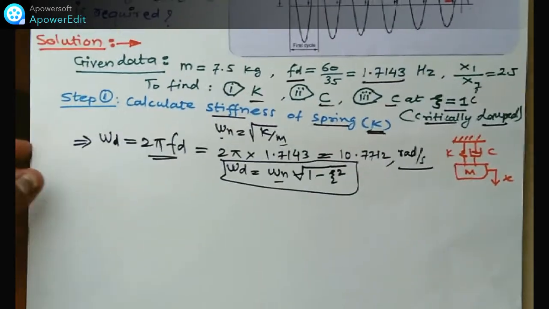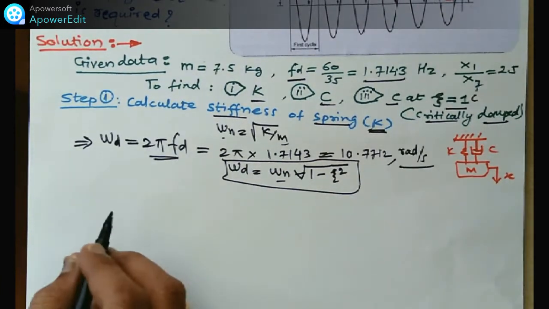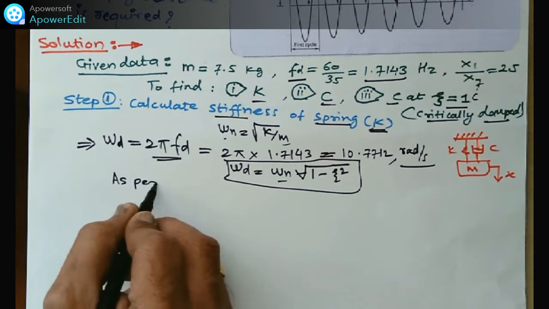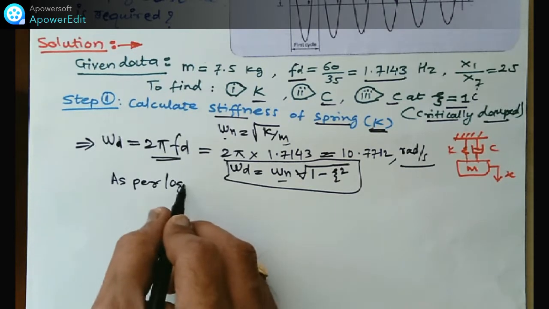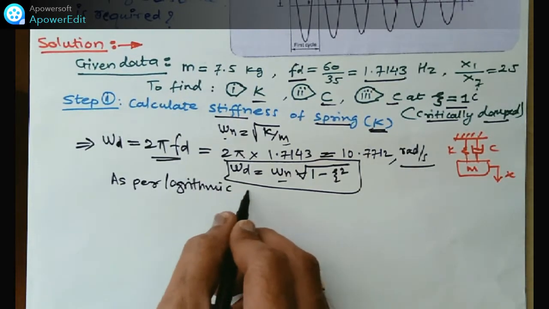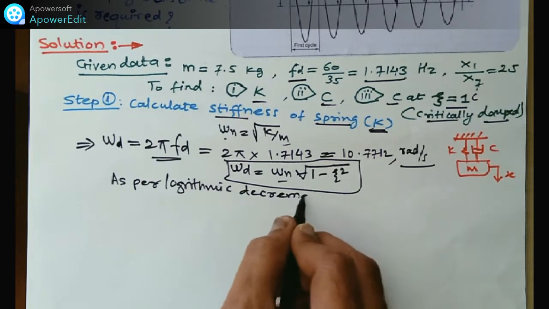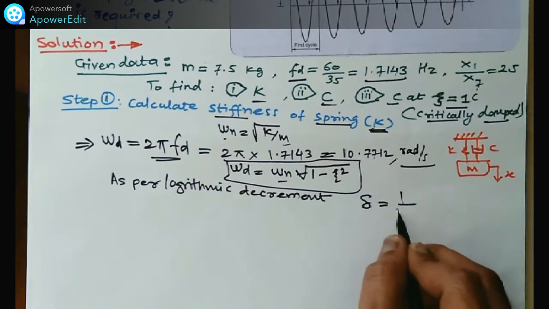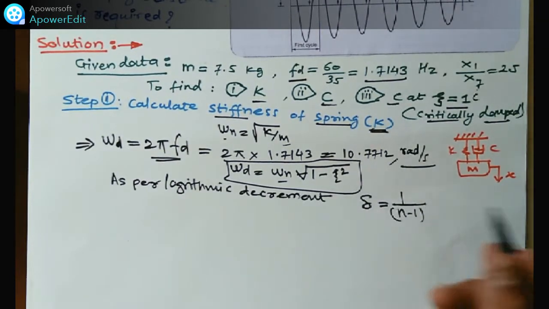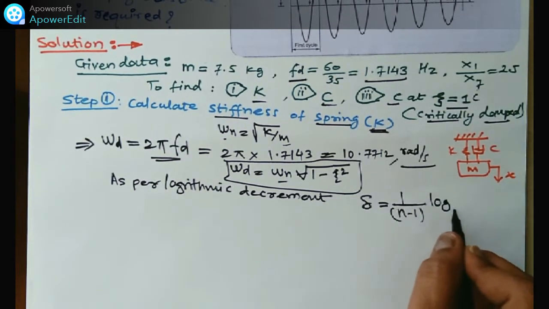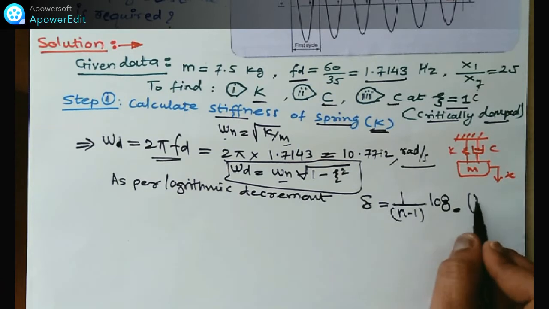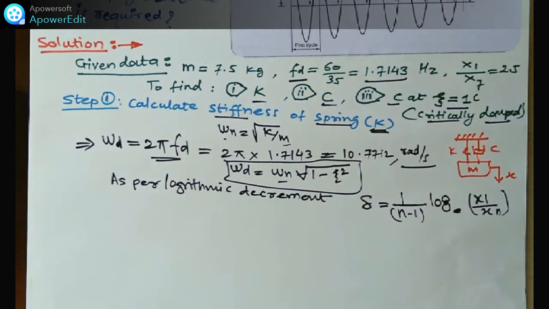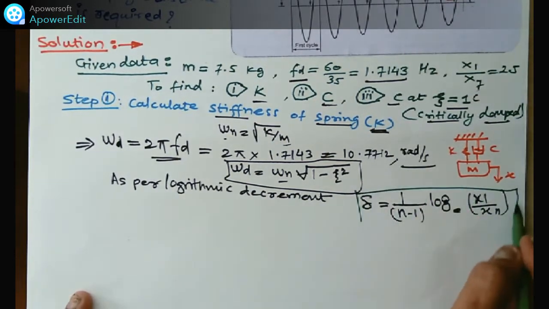So friend, here what we have to do? We have to find out the value of zeta. The value of zeta we can find out by using the logarithmic decrement. So what is that formula? Del is equal to 1 by n minus 1, where n is the number of cycles, into log to the base e of x1 by xn. This is the formula for logarithmic decrement.